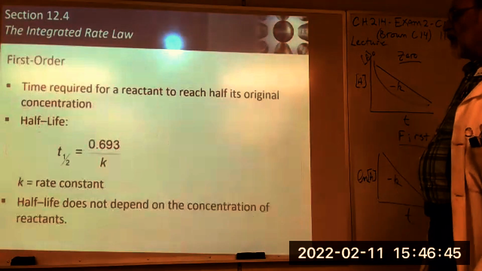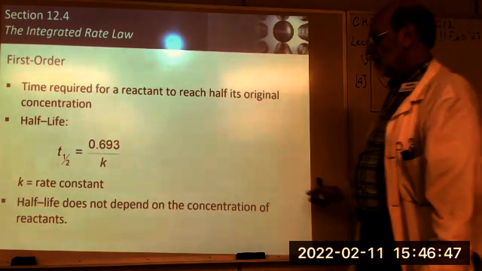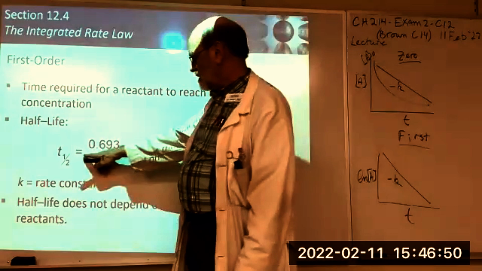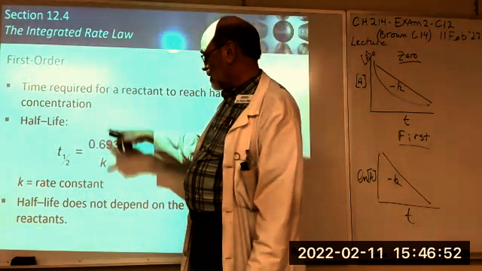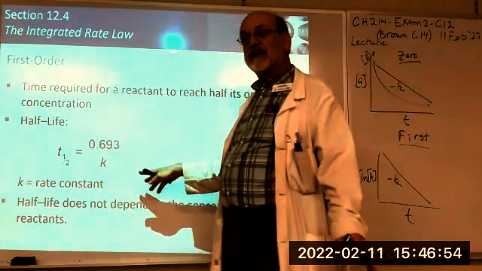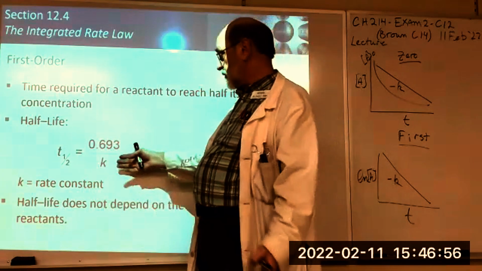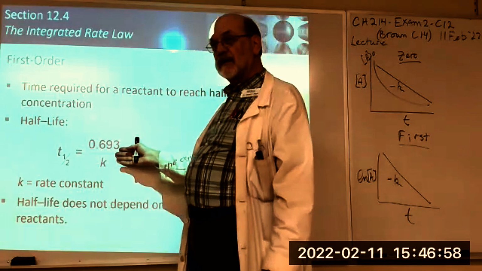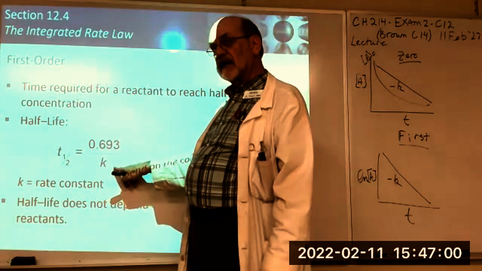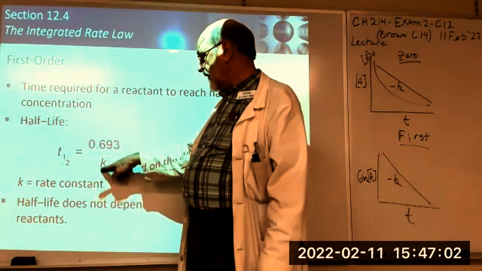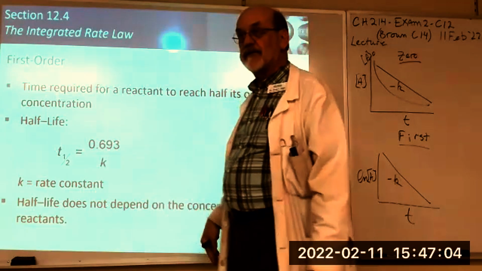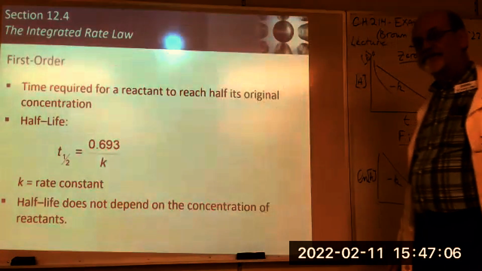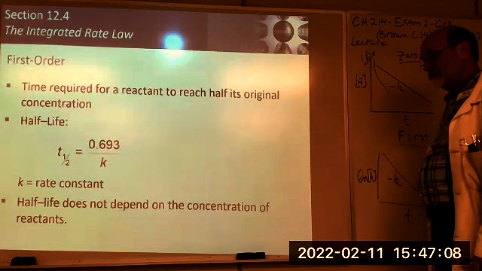Okay, so the half-life is an expression like this. The half-life of a first order reaction does not depend upon the initial concentration. It's nowhere in the formula. It just depends on K, the inverse of K. You divide K into 0.693 and you get the half-life for a first order reaction. That one's going to be a lot easier to figure out.